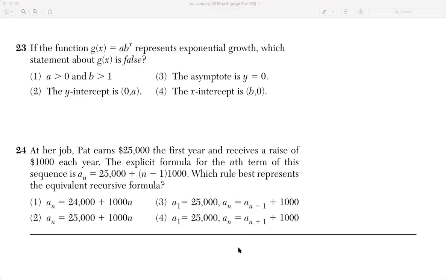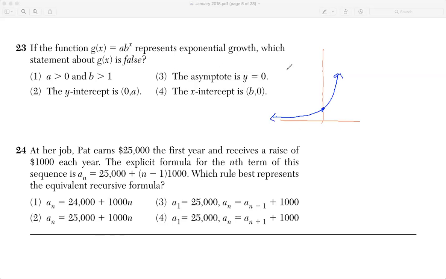Let's see. If this function represents exponential growth, which statement must be true? A and B have to be greater than 1. Oh, so which is false? 1 is true. Let's see. I'll just show you what an exponential growth function looks like. It looks like this.